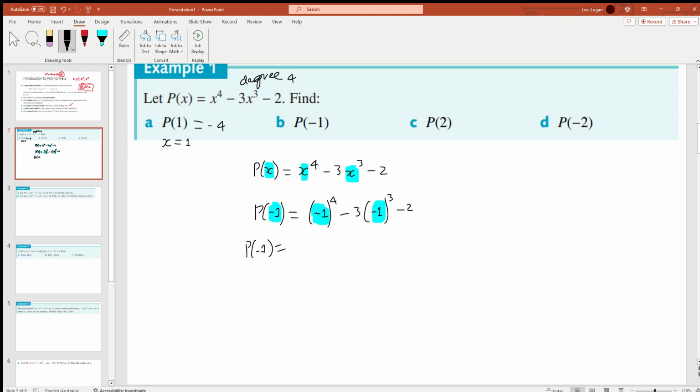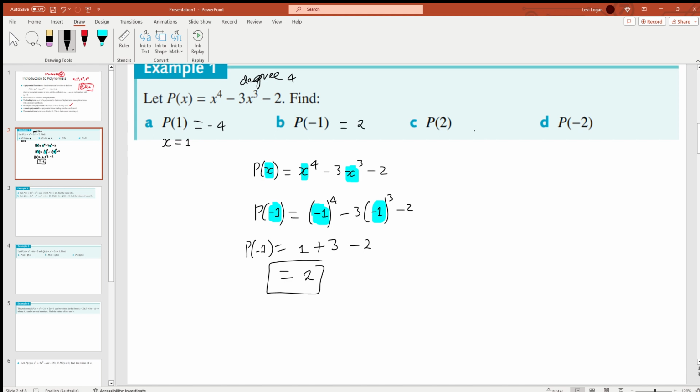This is going to be positive 1 because that's an even power up there, so it'll be 1, and this will be odd, so this will be negative 1 times negative 3, which is positive 3, minus 2, which gives us 2. So that is the answer for p of negative 1.